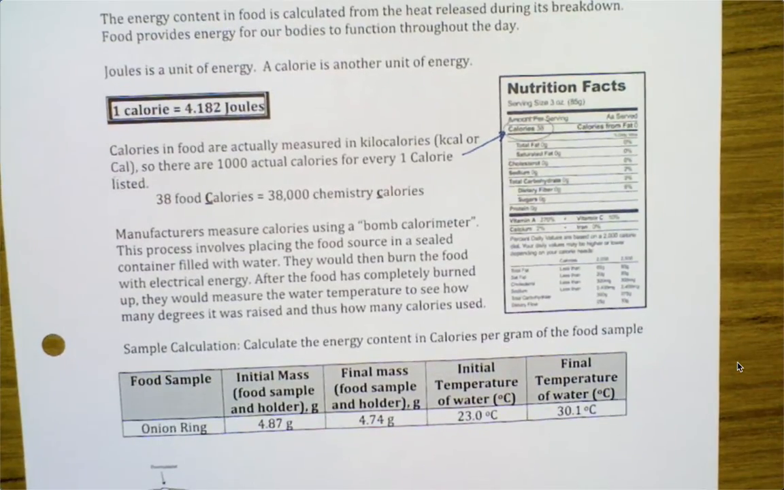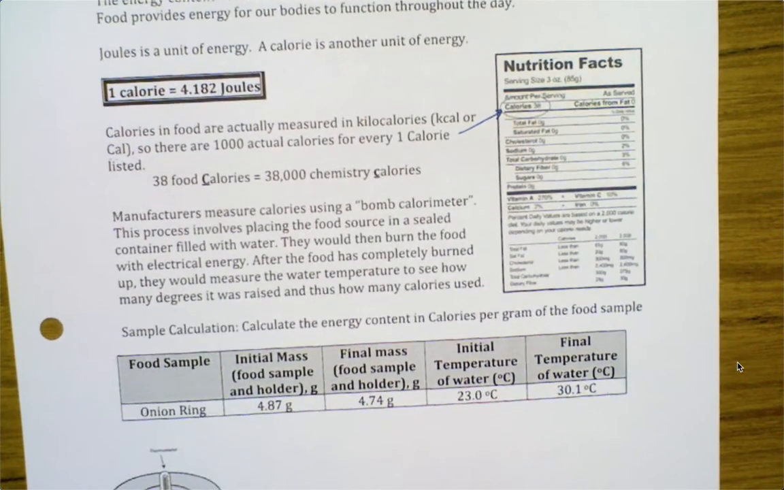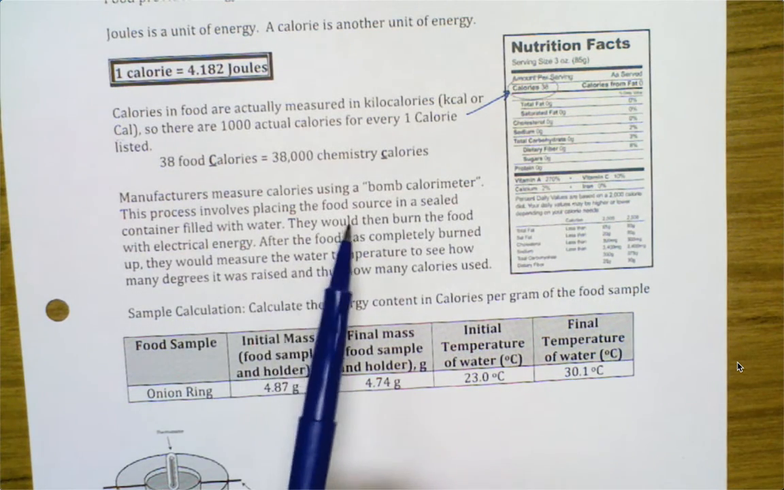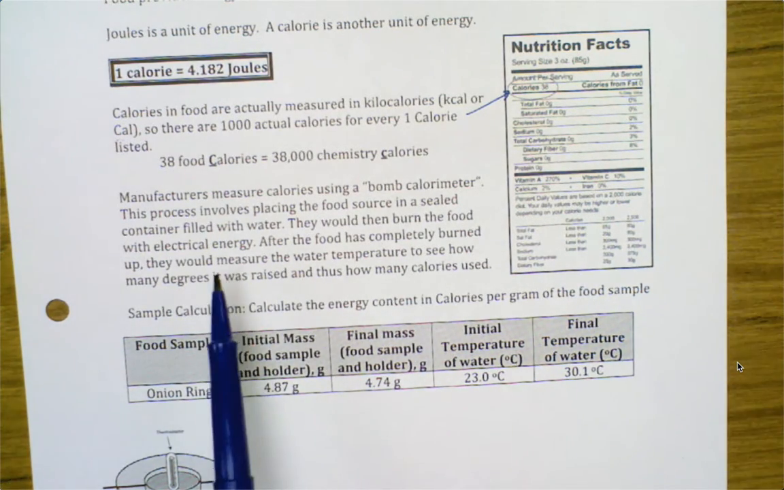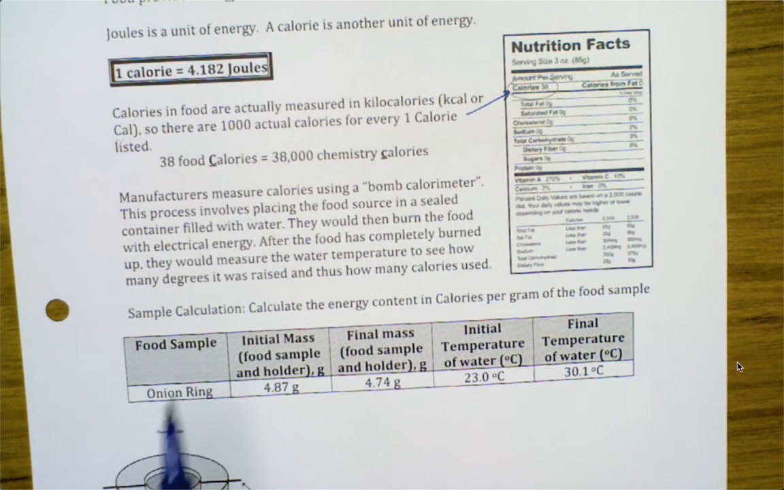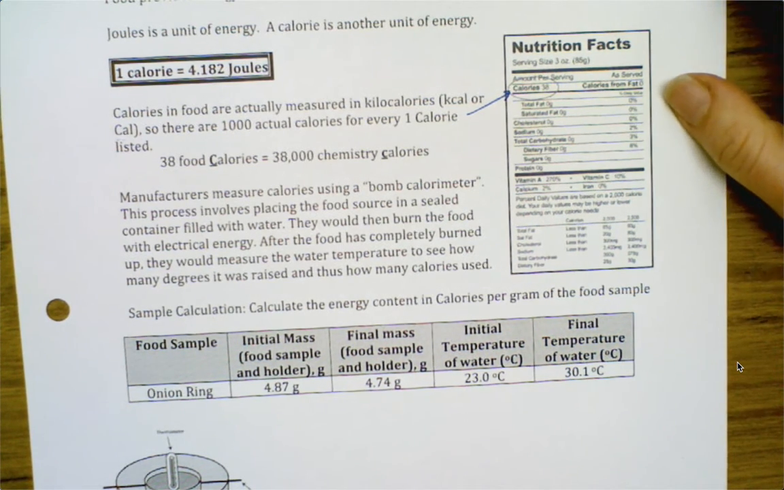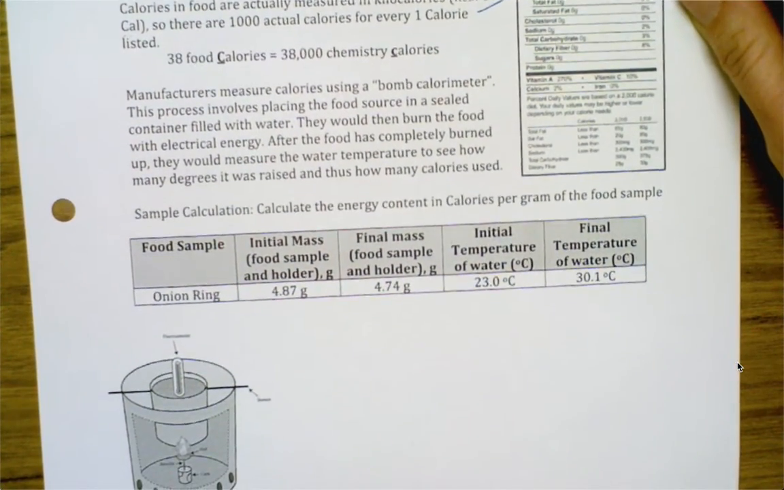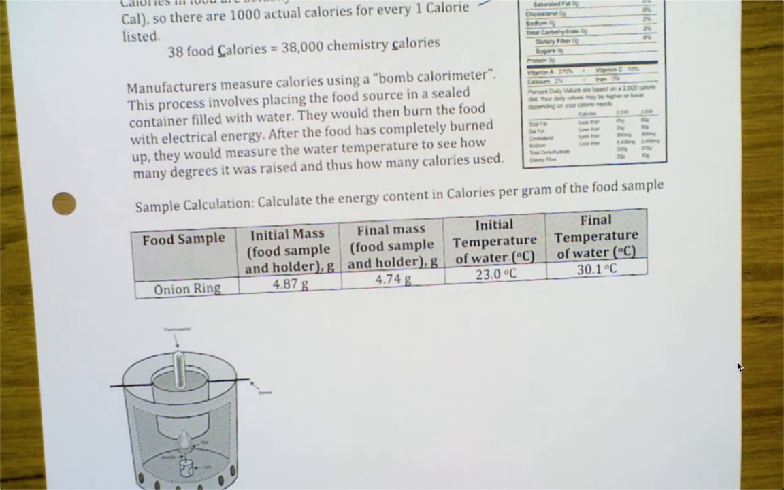Manufacturers measure calories using a bomb calorimeter, as we saw yesterday, and you used a very crude apparatus to determine the energy in our food samples. So what they do is they place food in a container and they have water within that container. They burn the food, and when the food has burned, they measure the change in temperature of the water to see how many degrees it raised, and therefore we can determine how much energy was lost by the food sample.